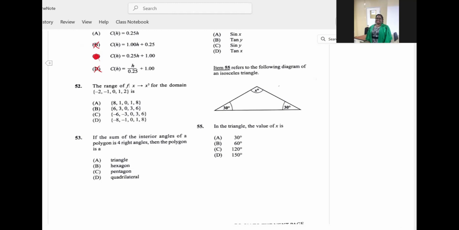So basically, if f of x is x cubed and your domain, which is your x values, are -2, -1, 0, 1, 2, what would be your y values? So this is your y values, this is your x values. So for each x value, what would your y be? So this would be -2 cubed, -1 cubed, 0 cubed, 1 cubed, 2 cubed. So -2 cubed is -8, and the only answer that has -8 in it is D.